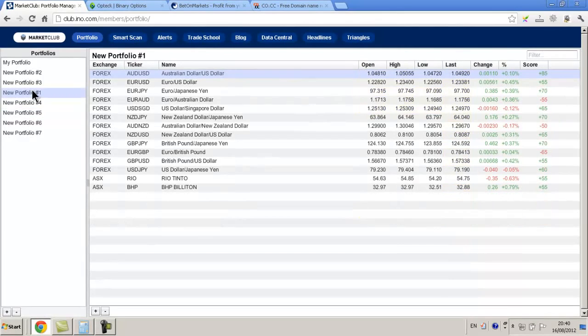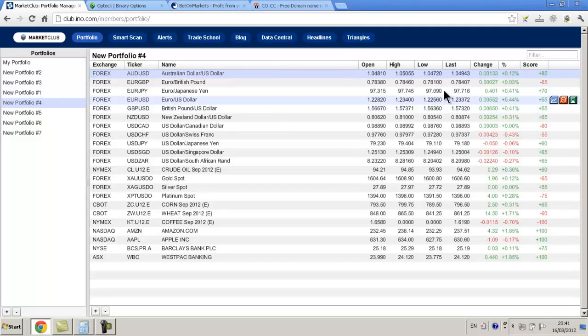Let's see, number one here of mine, this is my GT options. Oh, sorry, I didn't have the Australian in that one. But you can see they've got different currencies, so there's nothing to trade in that one.